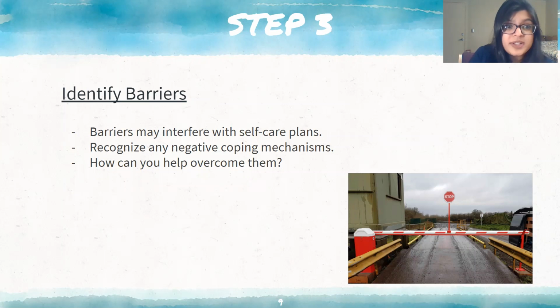Identifying barriers also includes recognizing any negative coping mechanisms and asking yourself how you can help overcome them. For example, if I have decided that I want to go on a walk for my physical wellness, but I'm not able to do that because it is snowing outside, and I'm using that as a reason to not do anything about my physical wellness, that is an example of a negative coping mechanism, and I need to find a solution for that and see how I can still continue caring about my physical wellness while dealing with the barriers that have been presented to me.